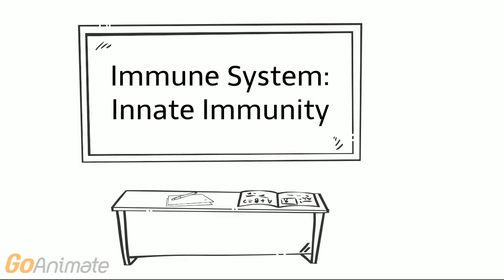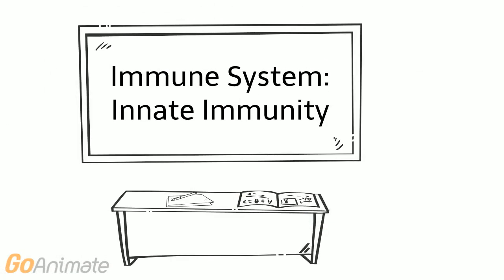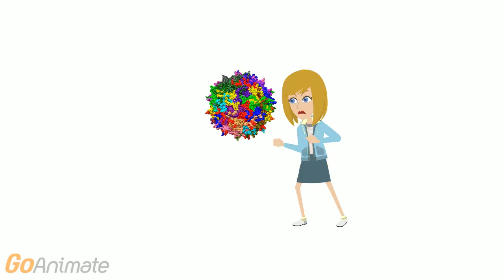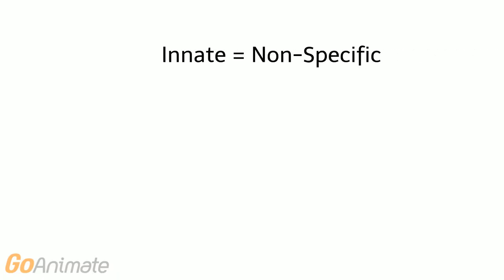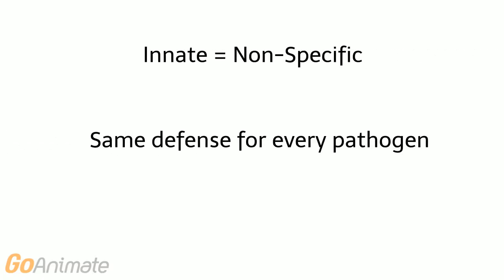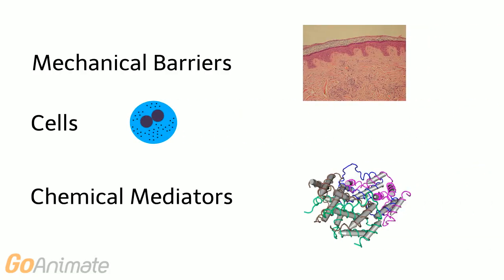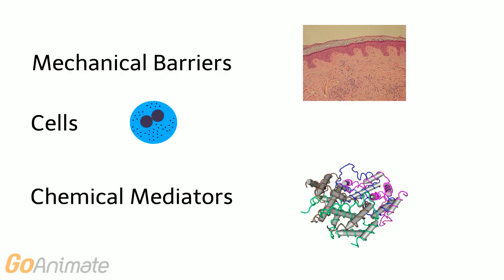Let's learn about innate immunity. Our bodies have a number of ways to fight off pathogens. One category of defense is called innate immunity, or nonspecific defense. In innate immunity, the same kind of defense is used against all types of pathogens. Three types of innate immunity are mechanical barriers, cells, and chemical mediators.